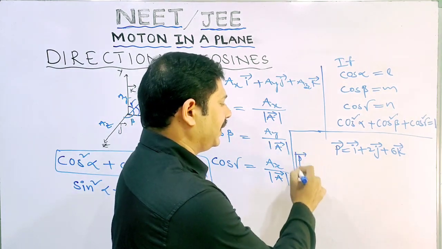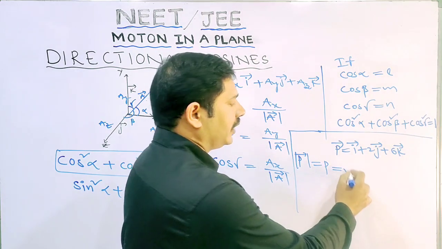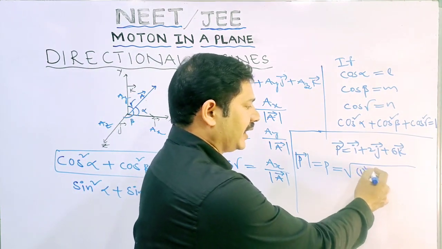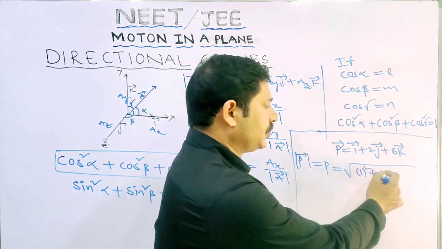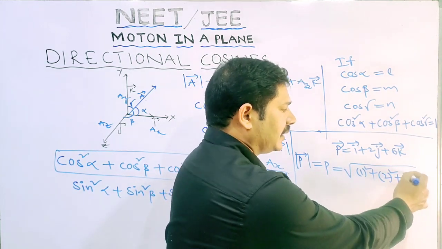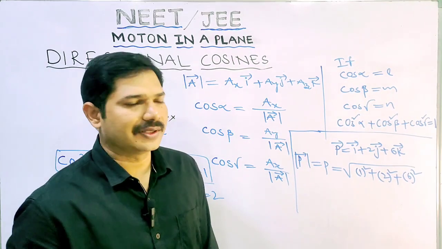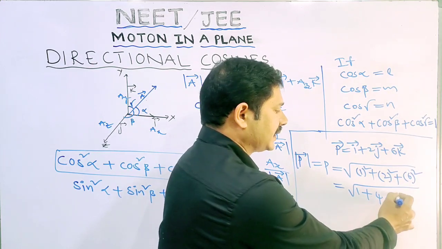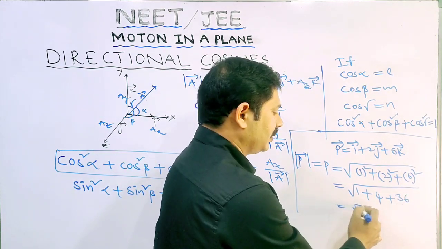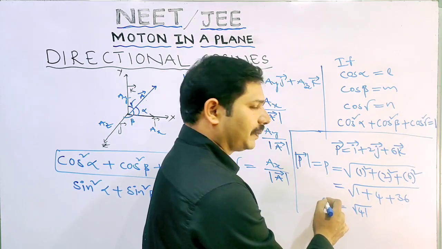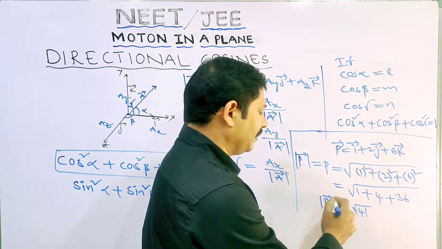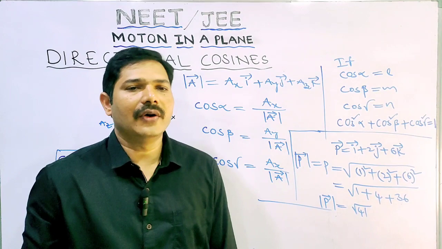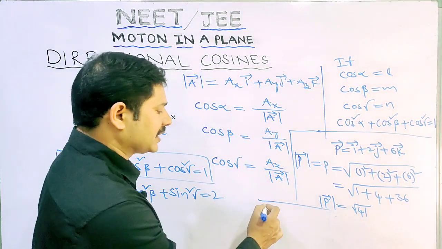Magnitude is mod of P bar, that is nothing but P, equal to under root: the i component is 1, so 1 square, plus the j component 2 square, plus the k component 6 whole square. That equals under root 1 plus 4 plus 36, that is root 41. So mod of P bar, or simply P, we got root 41.